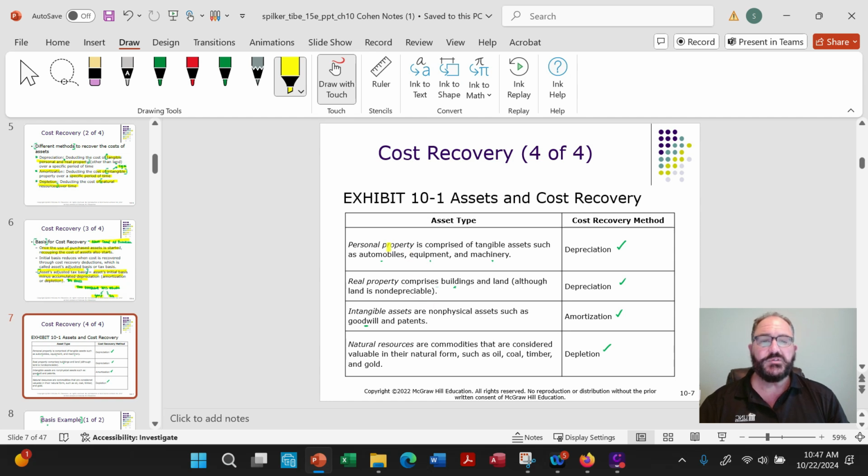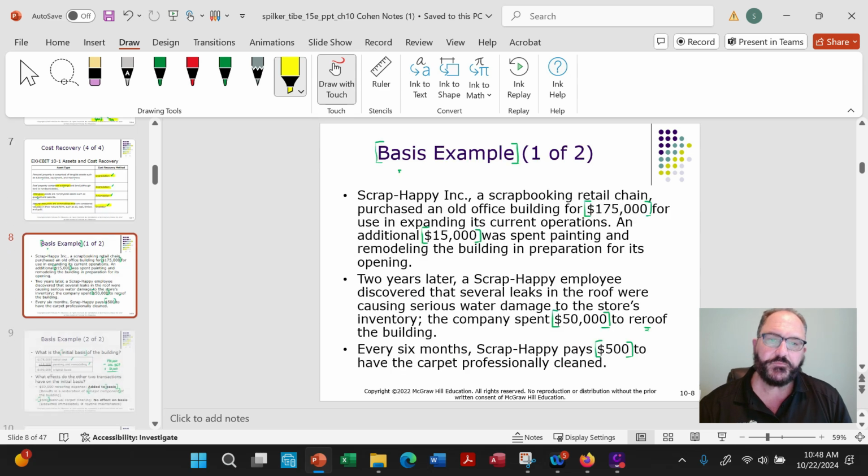So, for example, personal property, that's depreciation. Real property, buildings, forget the land part here, again, depreciation. Intangible assets, okay? Amortization, again, provided they have a lifespan. Natural resources, as we mentioned, depletion, okay?